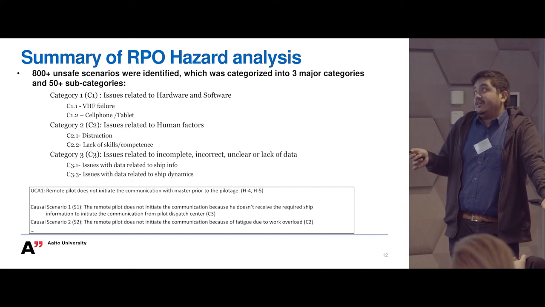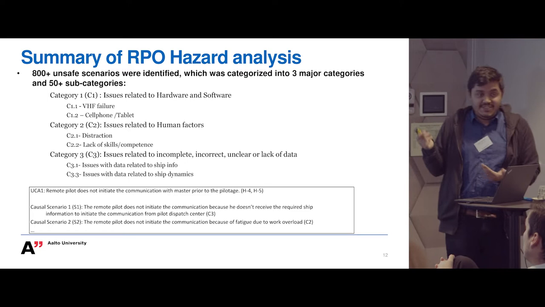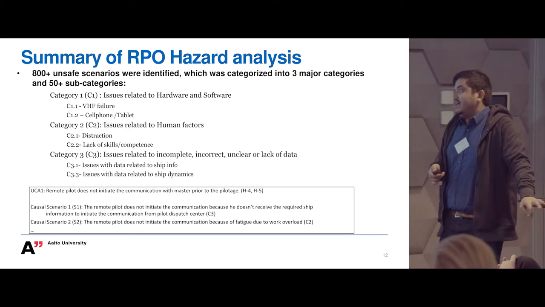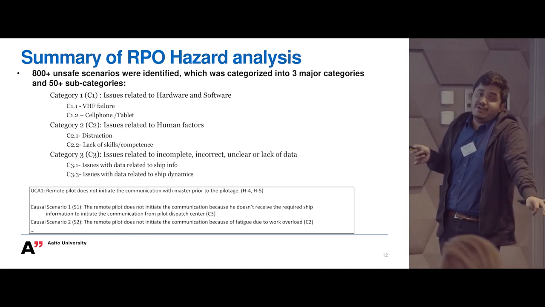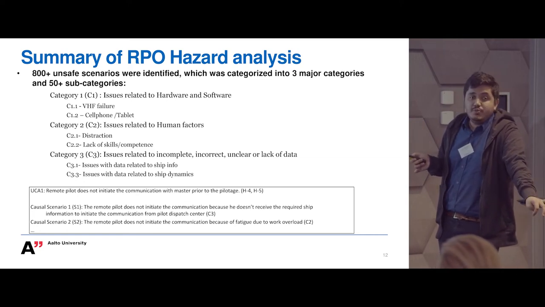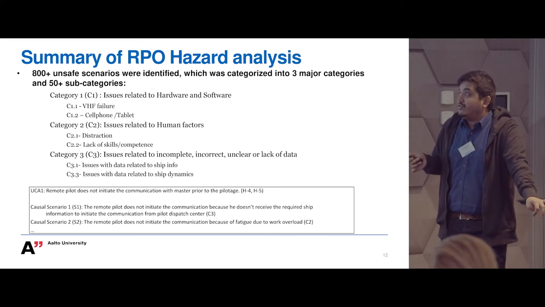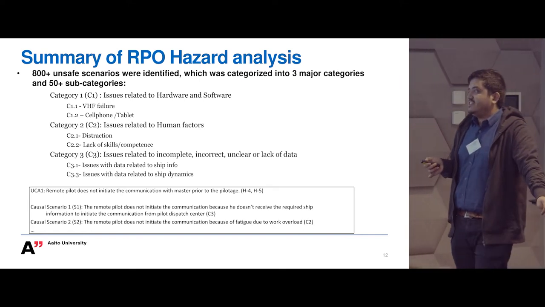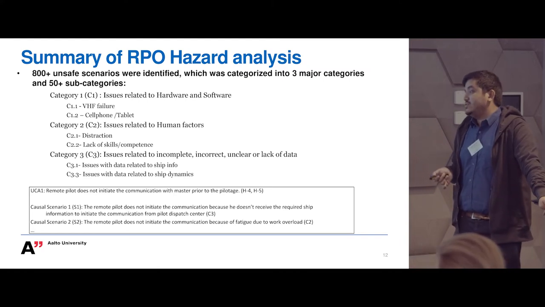In the end, what we had was more than 800 possible scenarios leading to these UCAs. Then what we did was we categorized them into three major categories: issues related to hardware and software, issues related to human factors, and issues related to data. And there were more than 50 subcategories. For example, for hardware and software, there's VHF failure, communication device failure, and for human errors, there's distraction and lack of skills and so on.